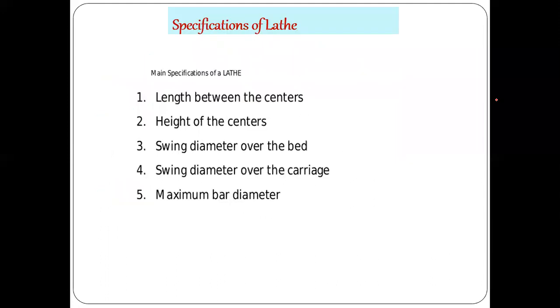So this is next. The first point in the syllabus is the working principle of the lathe. The second one is the specification of the lathe. The main specifications of the lathe are these 5 specifications: length, which is the distance between the centers, height of the center, swing diameter over the bed, swing diameter over the carriage, and maximum bar diameter. These are the 5 important specifications of any lathe. Now the question arises: what are specifications? Can anybody tell me what specifications are?